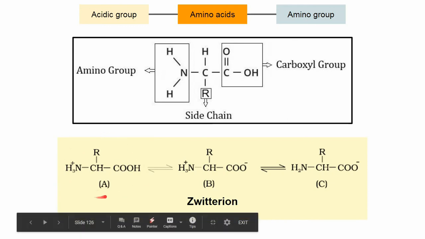So the A diagram, what you can see over here, is containing only one charge, that is plus charge. Hence the charge of this amino acid is going to be +1. But in the C diagram, you can see over here that the amino acid charge is minus. Hence the charge of this amino acid is going to be -1.